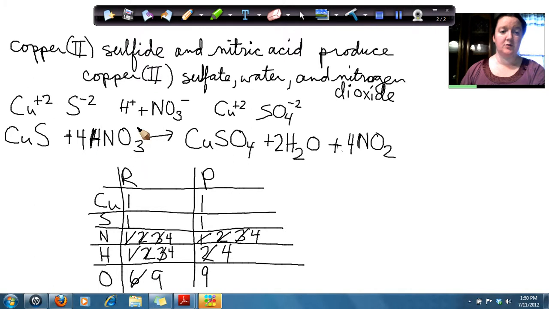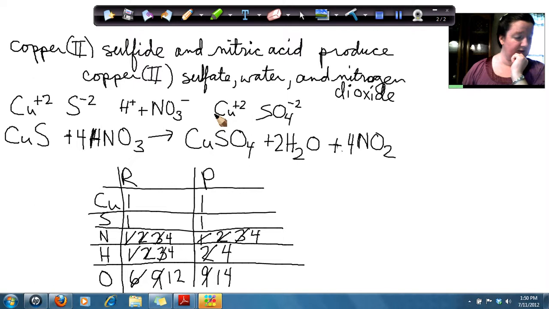Here I have 4 times 3, which will give me 12. And here I have 4 plus 2, which is giving me 6 plus 8, which is giving me 14. 14 oxygens. Something has gone wrong. Let's see how we can change the number of oxygens, because we know our multiples of hydrogens have to go up by 2. And that is stuck at 4.